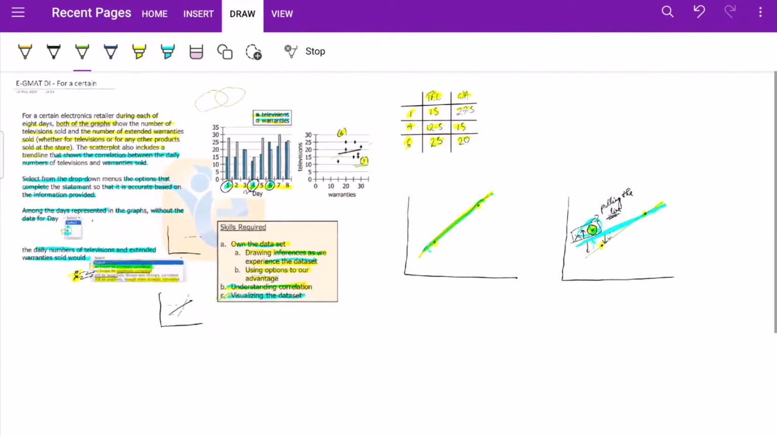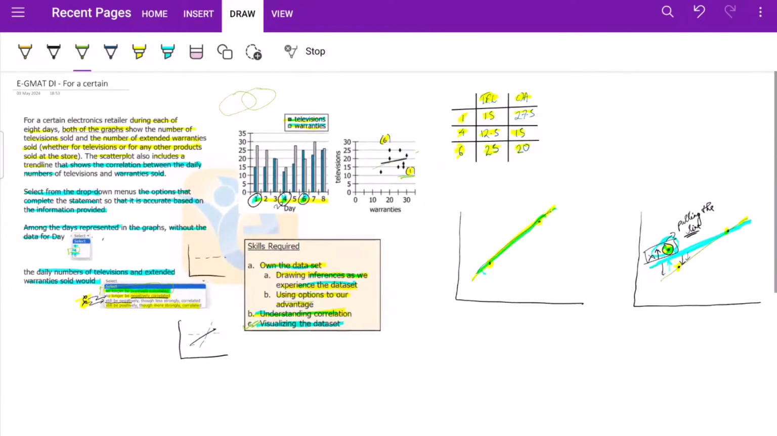So yeah, concluding, the question really requires you to own the data set and your power to visualize, your understanding of how the line of best fit moves. If you're able to visualize that, you are good to go with this question.